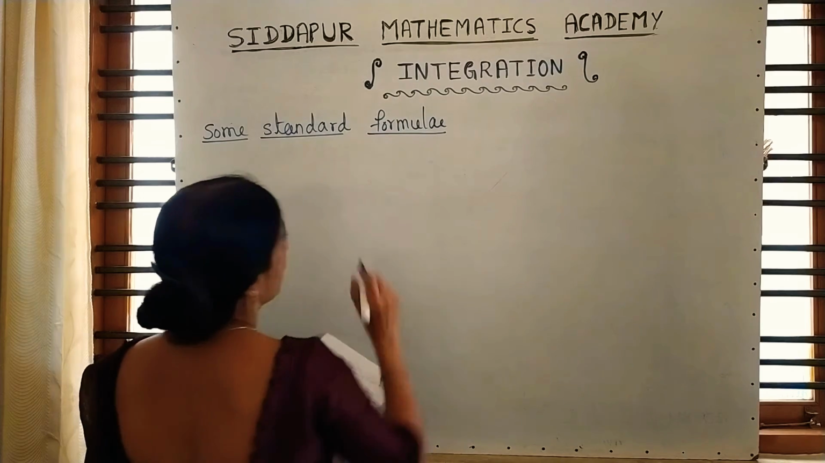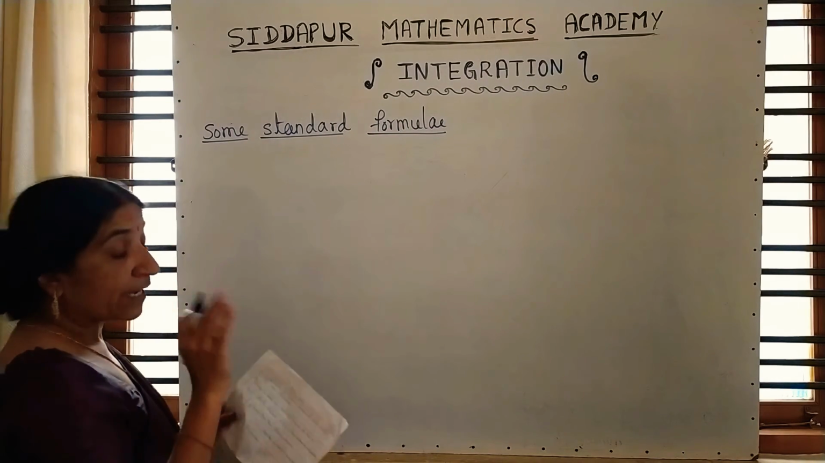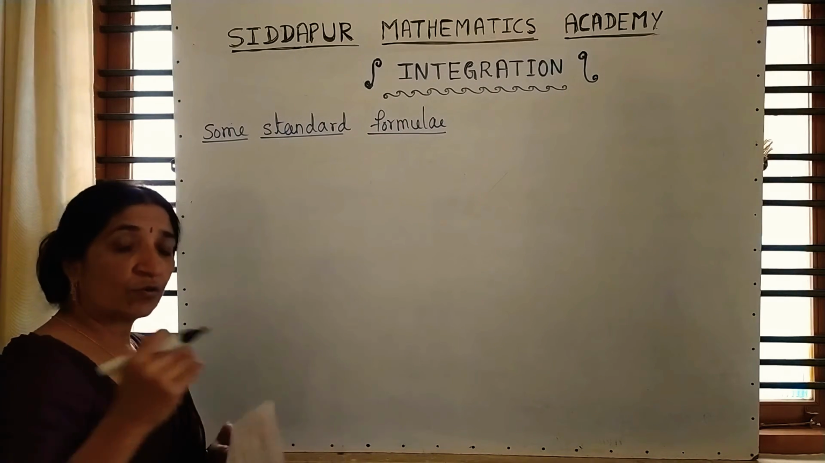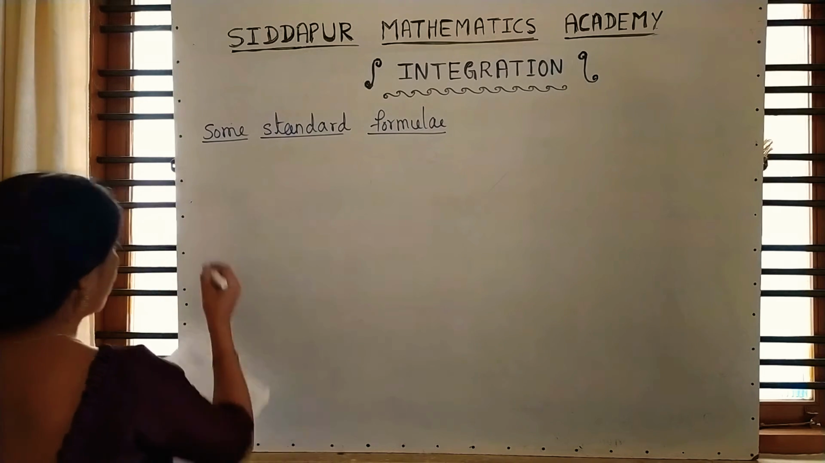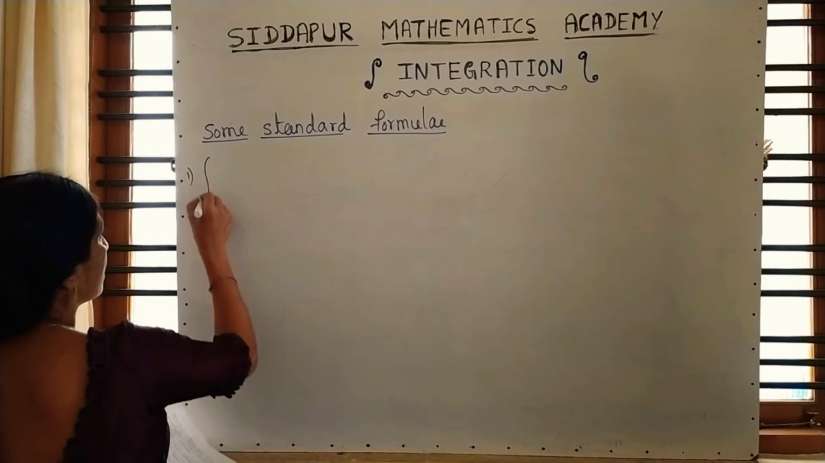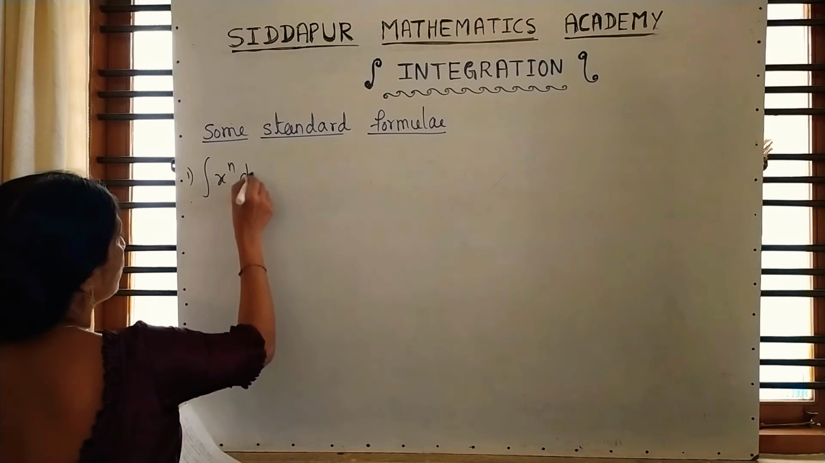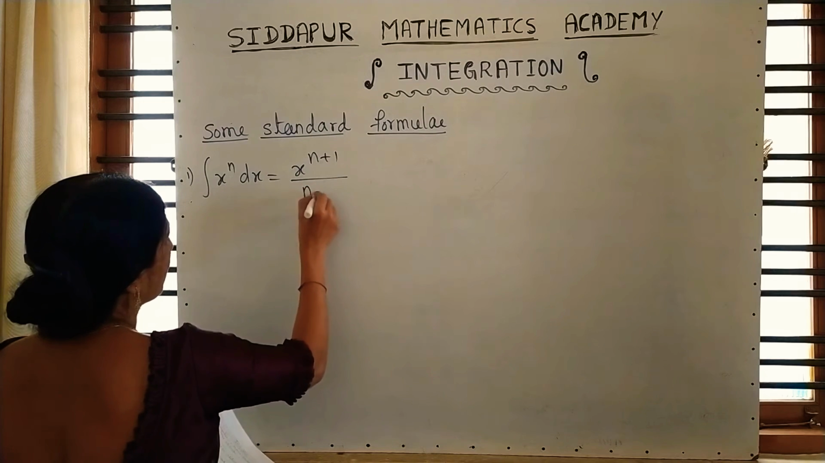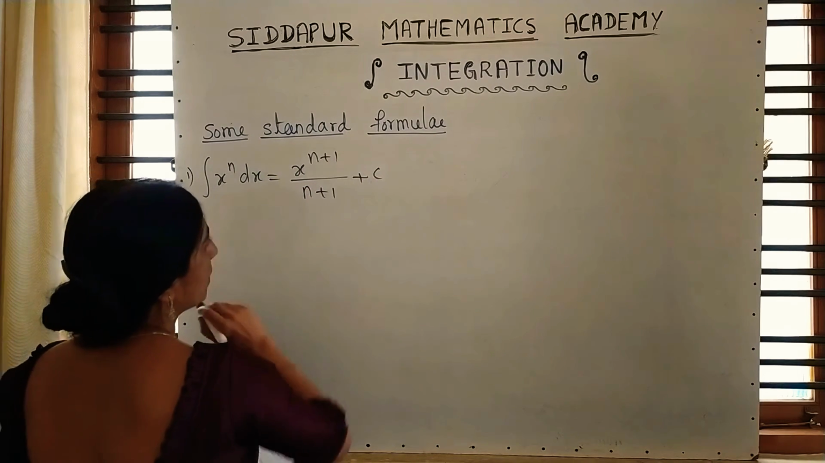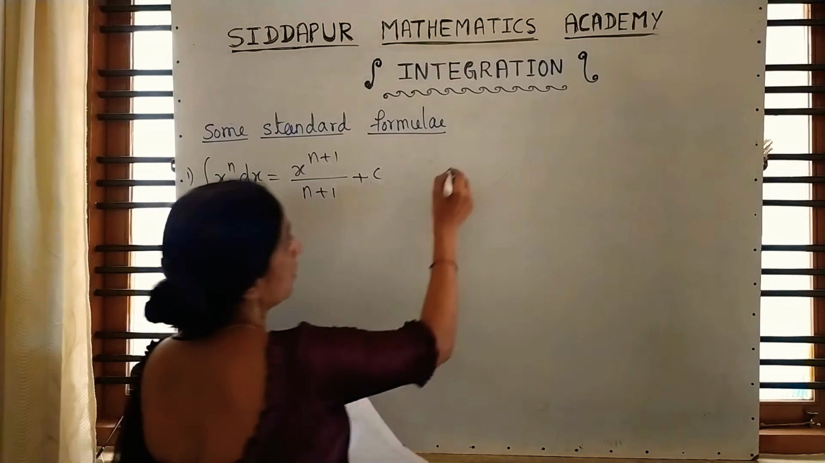In the first page start with the formulas and leave some space, because after solving 3-4 exercises we will again derive the formulas. The first one, integration of x raised to n is x raised to n plus 1 divided by n plus 1 plus c. I will explain how they are connected.